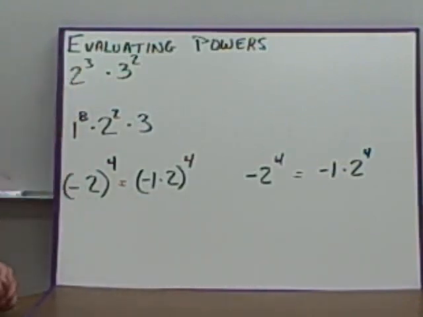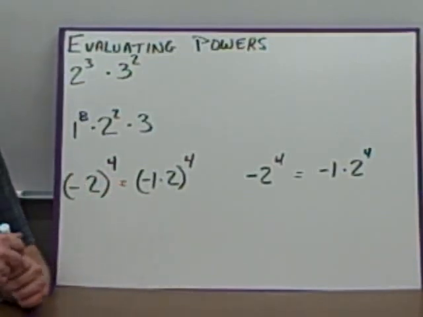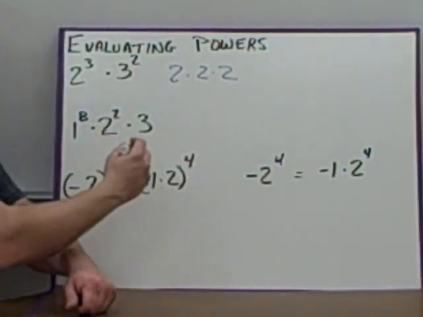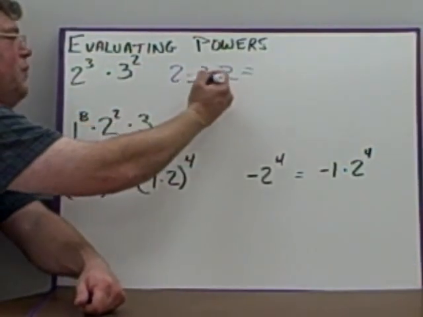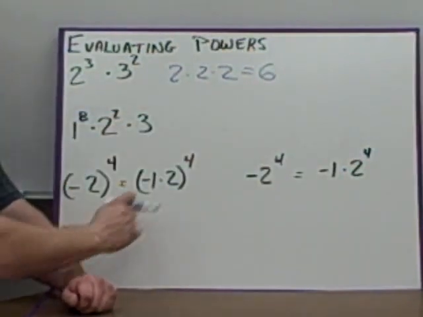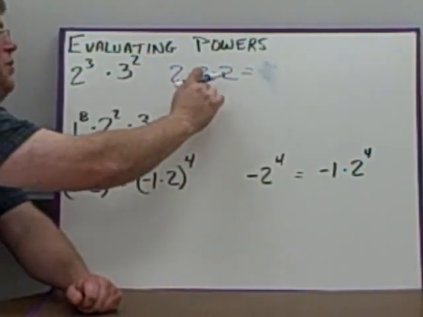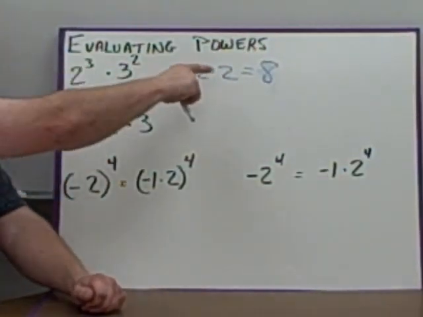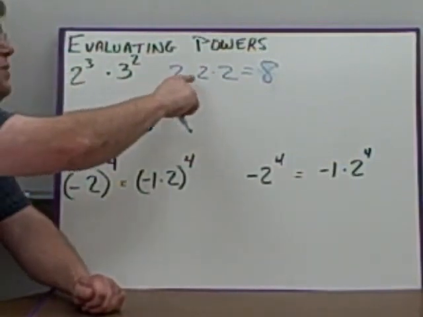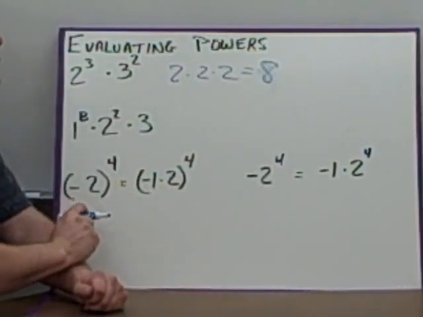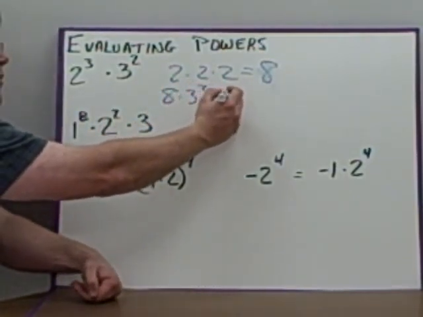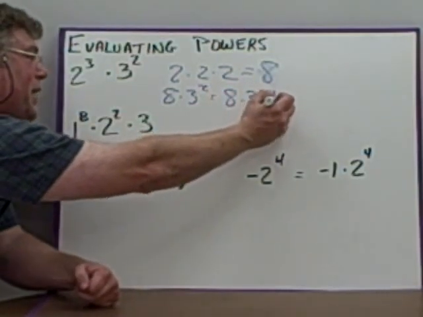Evaluating powers. When you're asked to evaluate an expression like this, they're asking you to simplify into actual numbers. 2 cubed is 2 times 2 times 2, which is equal to 2, 4, 6. Sorry, not 6. 2 times 2 is 4 times 2 is 8. It's not 6. A lot of people make that confusion. 2 times 3 gives you 6, but 2 cubed is 2 times 2 times 2, which is 8. And we still need to multiply that by the 3 squared, which is 8 times 3 times 3.